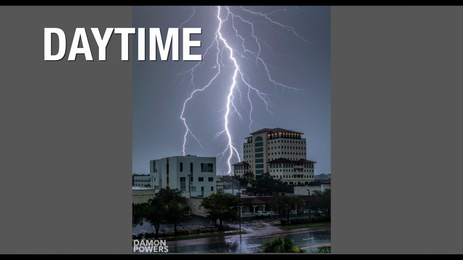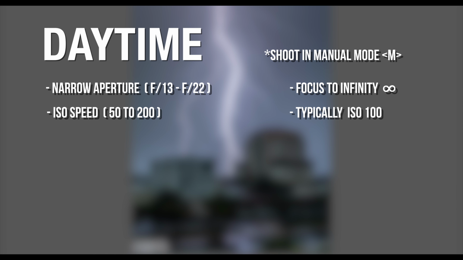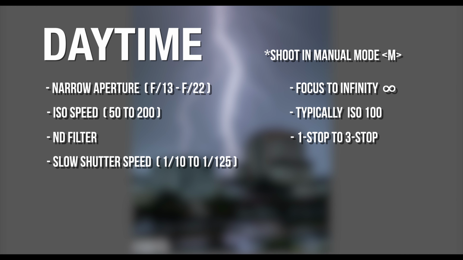So to recap, when you're shooting daytime lightning, you want to keep a narrow aperture. You want to focus to infinity, so that way you'll have the entire scene in focus and the lightning bolt. You want to keep your ISO speeds low, usually around 100, but 50 to 200 is good. You want to use ND filters to help you get your shutter speed down. So you can use an ND filter, 1 stop through a 3 stop. That'll slow your shutter speed down enough so you can get it to 1/10 of a second or 1/125th. You also want to use a lightning sensor because they help out immensely when shooting daytime bolts.